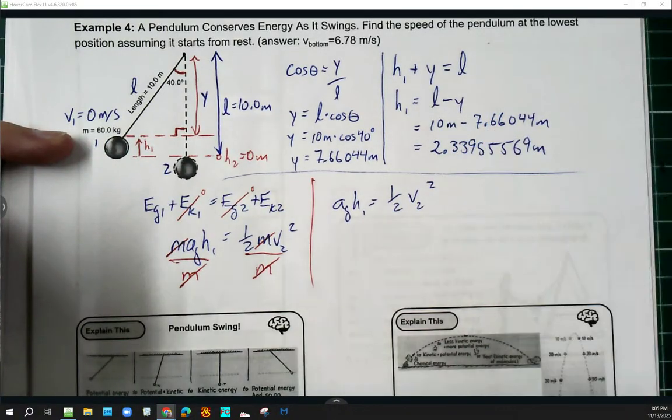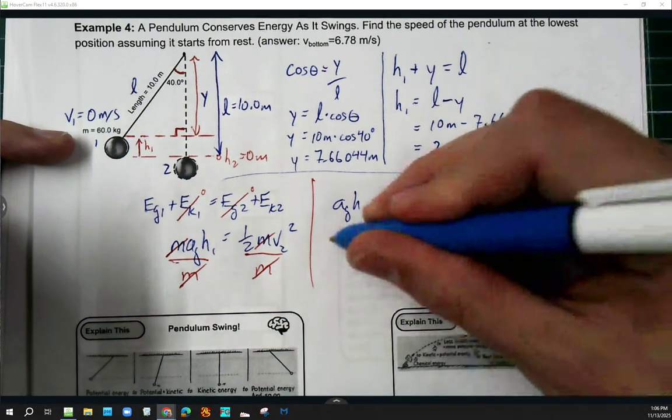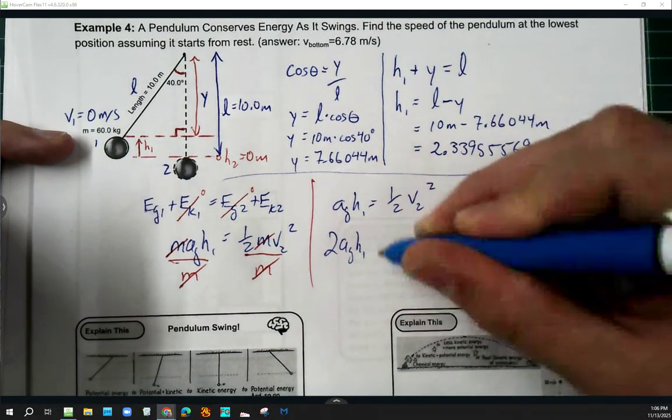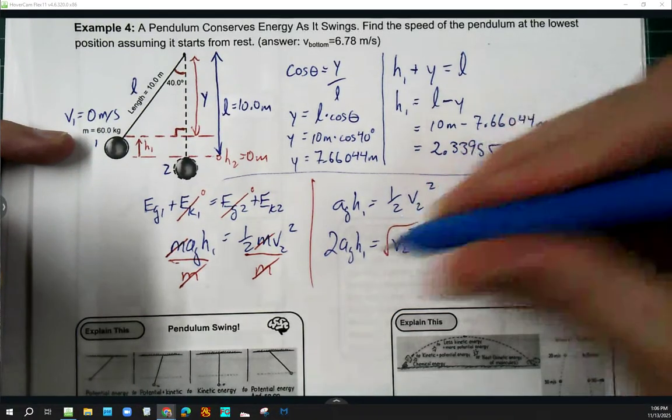And I'm just trying to get that v2 value. How fast is the pendulum going when it gets to its lowest point? And if this really was a wrecking ball, I'd be trying to figure out how fast the wrecking ball is going when it slams into the building. You know, demolition time, right? 2 a g h1 equals v2 squared. Square root both sides. Just trying to show all my operations.